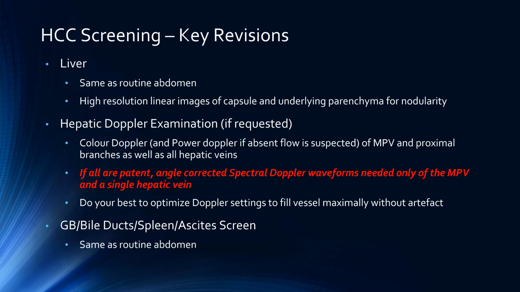So just moving on to the HCC protocol, for the most part it's similar to the right upper quadrant portion of the general abdomen. For the liver, the same routine images of the liver in grayscale and color Doppler, as well as those high resolution linear images of the capsule and underlying parenchyma looking for nodularity. And I think this should be included in all of these HCC screening examinations.